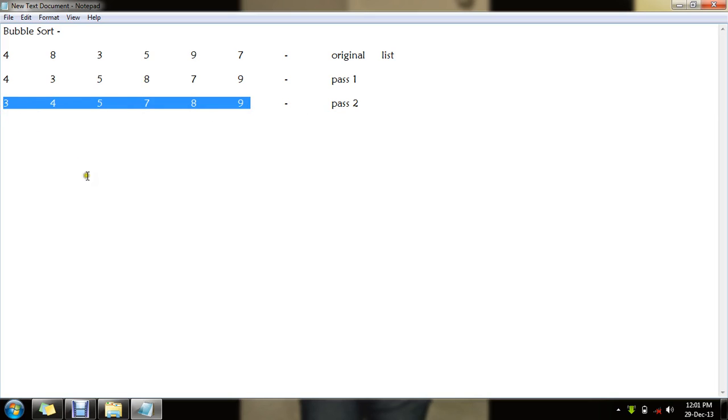Similarly, for the third pass, it compares in the same way. Now 3 is greater than 4? No, then no interchanging happens. 4 is greater than 5? No. 5 is greater than 7? No. So 7 is at its position now. So this is the position of the list after pass 3.